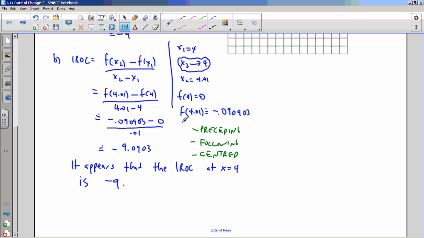Which one did we do here? Did we do preceding, following, or centered? Well, since this is the value that we wanted, and our other x value was a little bit bigger, that's following, right? Our interval was a little bit after the point we were interested in, so it was a following. What would a preceding look like? This would be f at 4 subtract f at 3.99999, whatever, right?